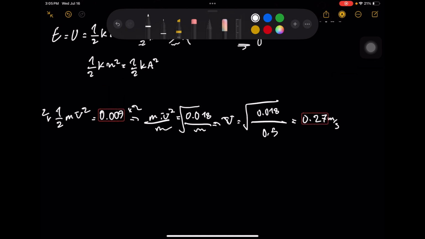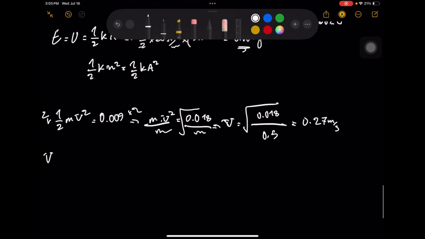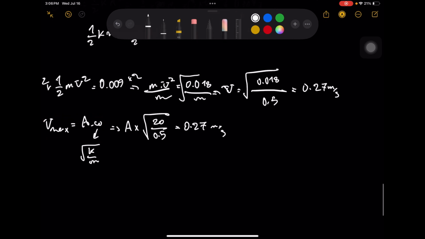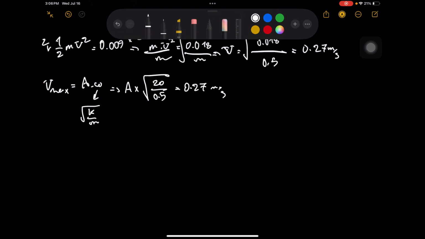Now for the velocity, there is another equation that I forgot to mention. The Vmax is A omega, and omega is the square root of k over m. So we can say A times the square root of 20 over 0.5, and again we get the value of 0.27 meters per second.